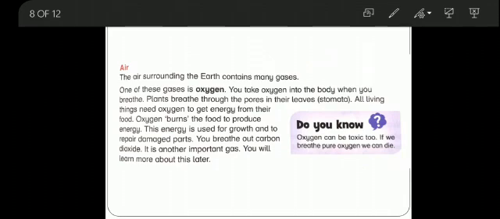Do you know? You can see here in the box, oxygen can be toxic too. Toxic means harmful, dangerous. If we breathe pure oxygen, we can die. Just see how crazy it is that if we breathe pure oxygen, we can die. Now you would be shocked, how is that possible? Okay, now I will explain how this happens.